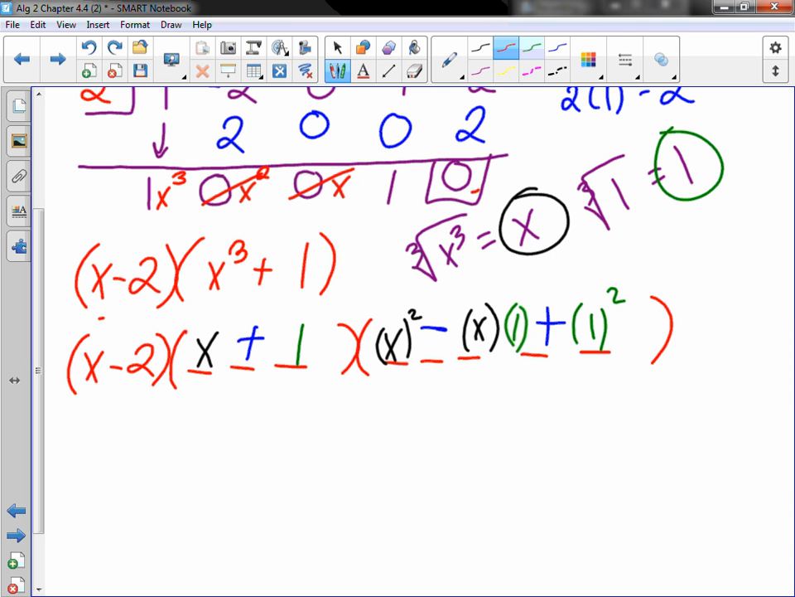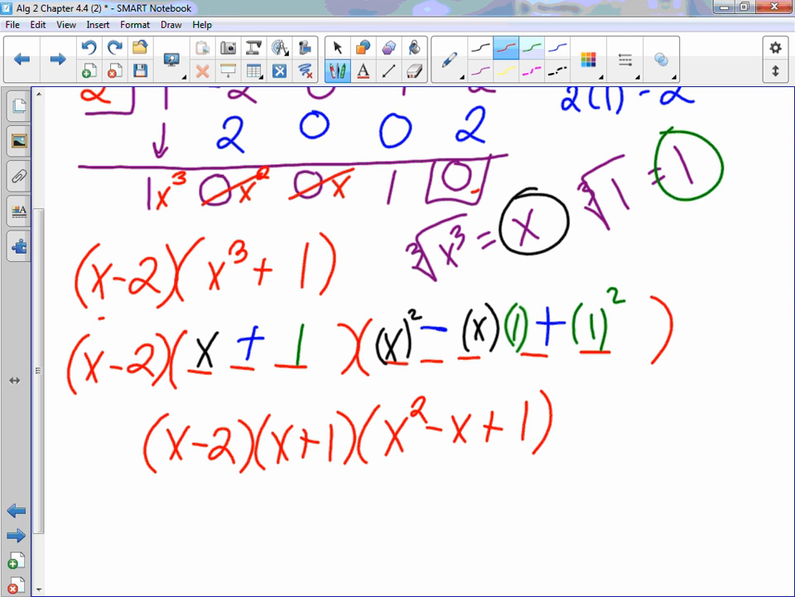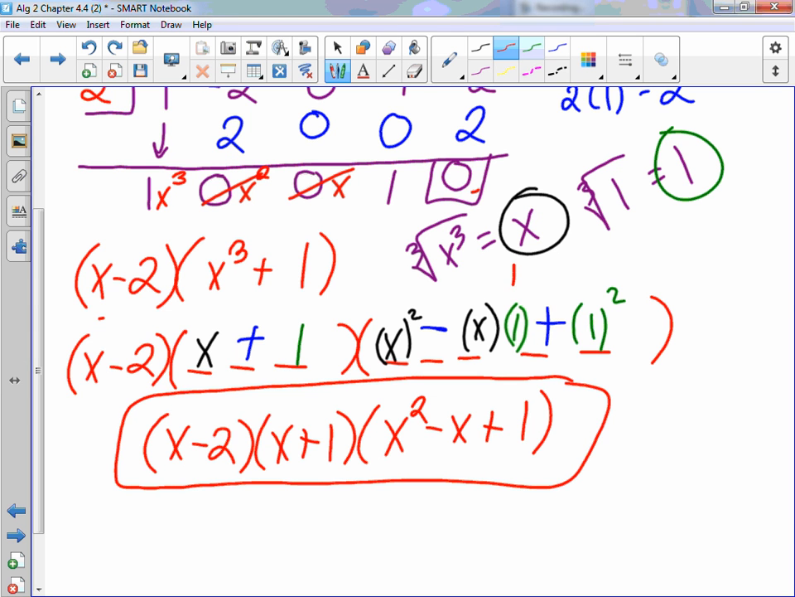Well, now we can simplify it a little bit. We'd have x minus 2 times x plus 1 times x squared minus x plus 1. Because x times 1, and 1 squared, well, negative x times 1 is going to be our negative x, and 1 squared is 1. Yes? Are we good with this here?